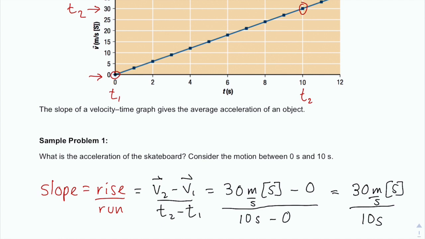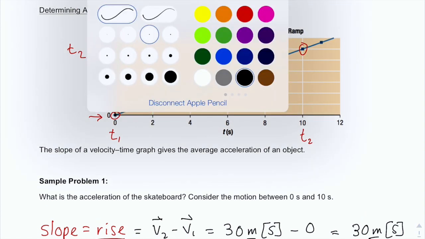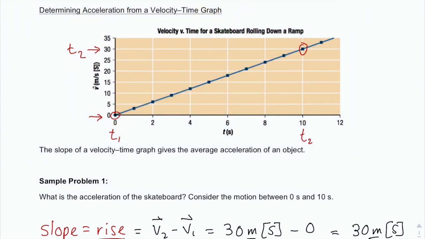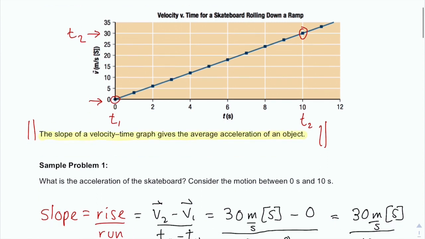So the slope is equal to 3 meters per second squared south. This is the acceleration of the skateboard. So let's remember this. Whenever you have a velocity time graph, the slope of a velocity time graph gives the average acceleration of the object.